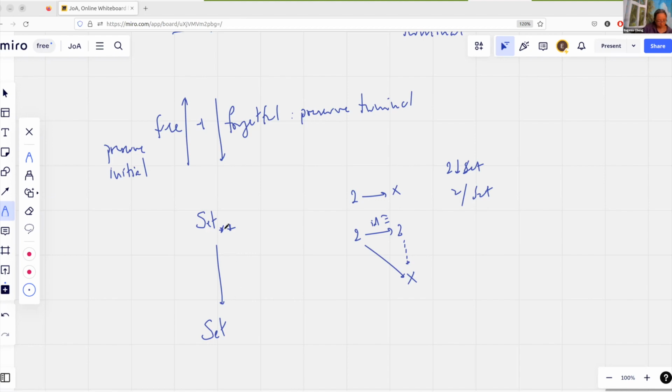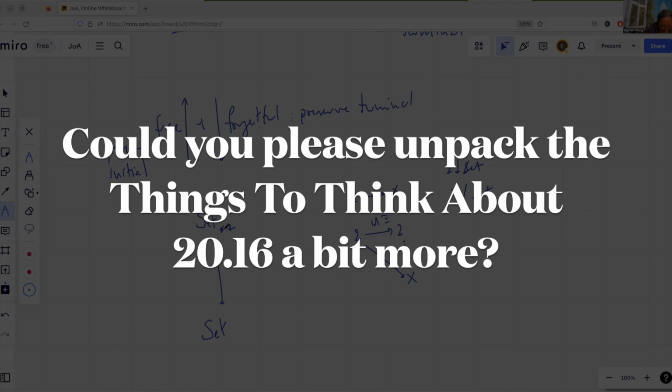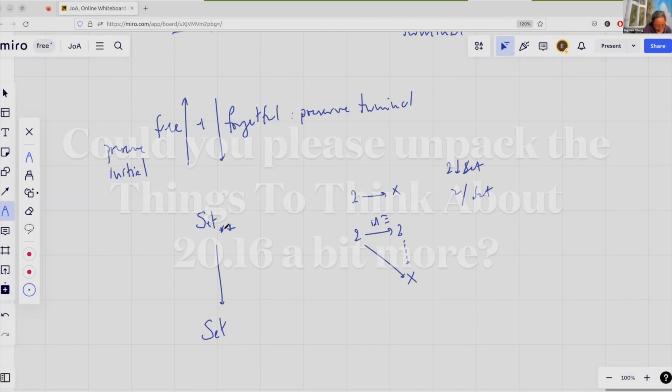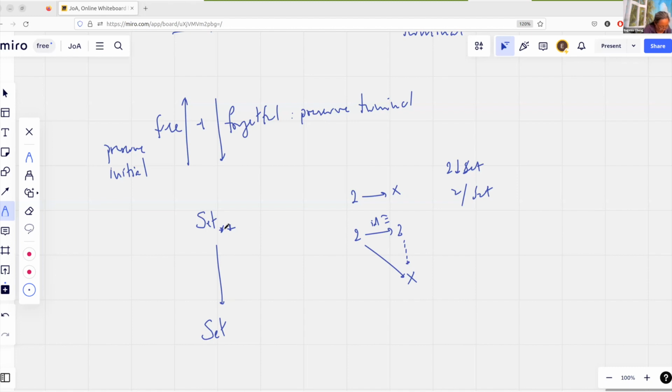Could you please unpack the things to think about 20.16 and explanation a bit more? Page 305. Questions like that are very hard to answer, because you haven't given me an indication of what it is you don't understand, and therefore what it is that needs unpacking.